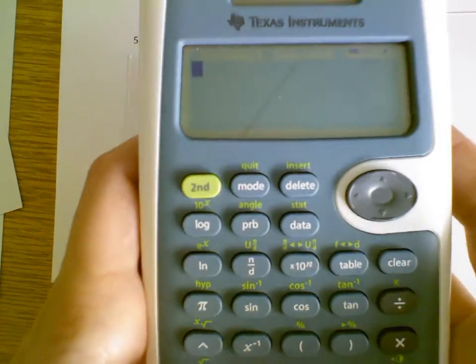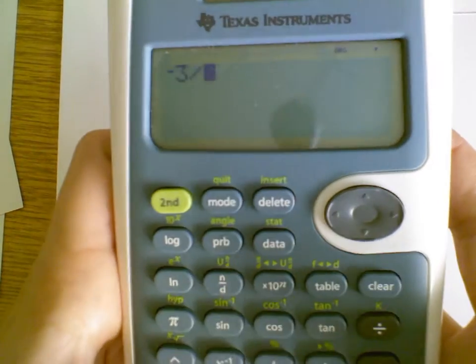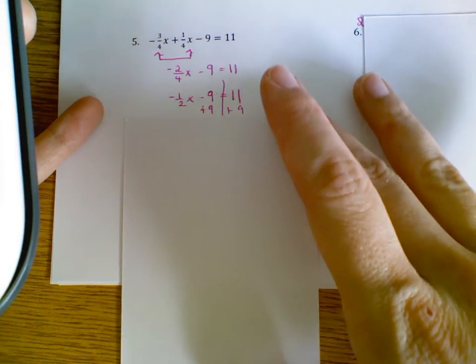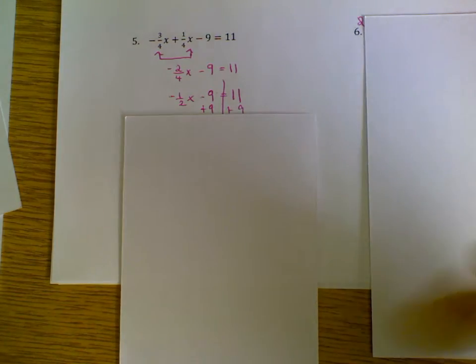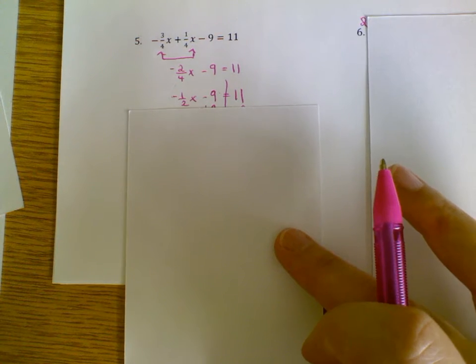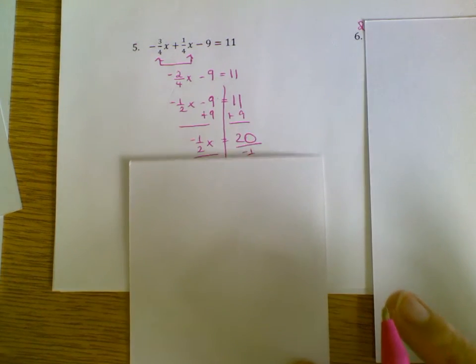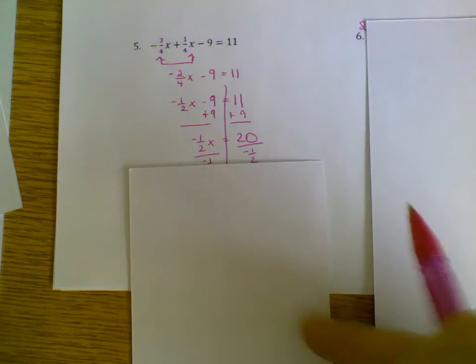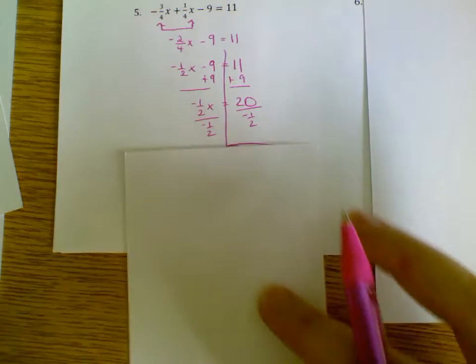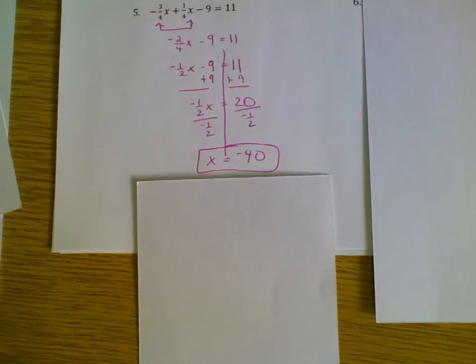So I would type in -3/4 plus 1/4, and I get a half. So after combining those, you should be getting -1/2 x. -9 doesn't change, and I still have my 11. Now I would add 9 to both sides, so I would have -1/2 x equaling 20, and then we would want to divide both sides by that -1/2. So your answer would end up being -40.